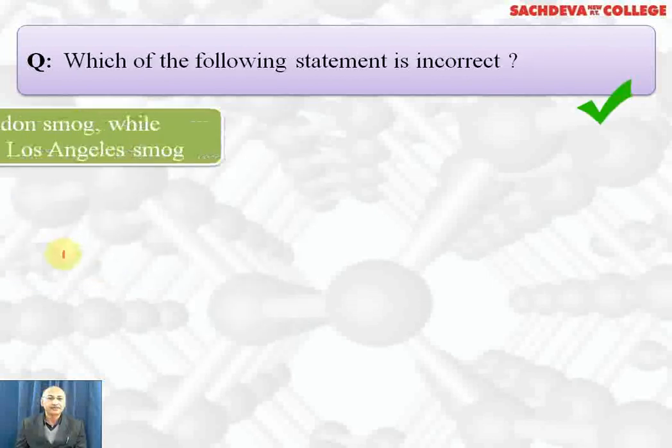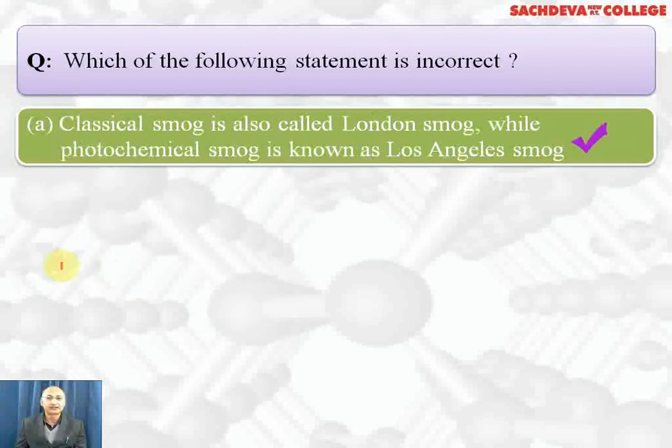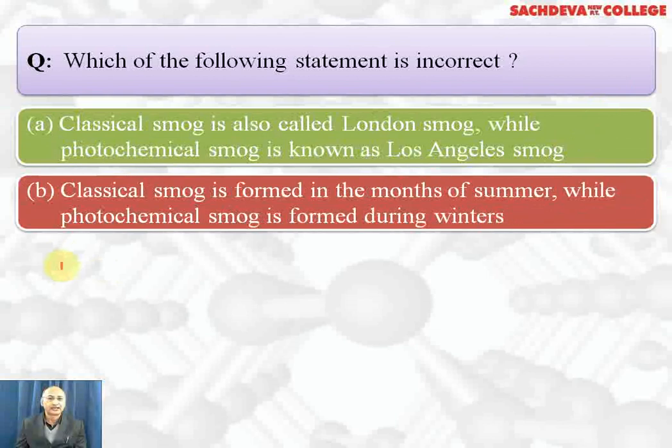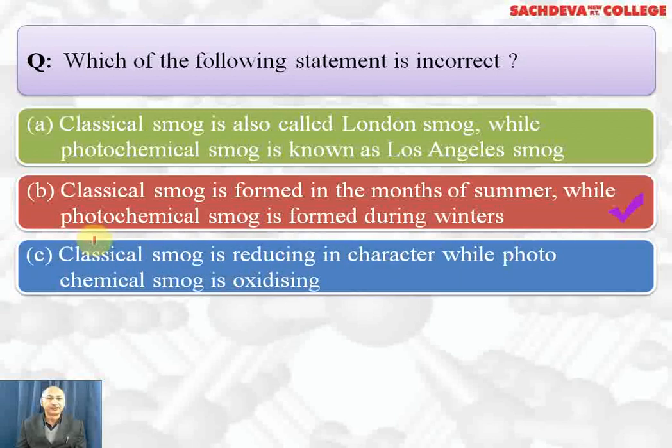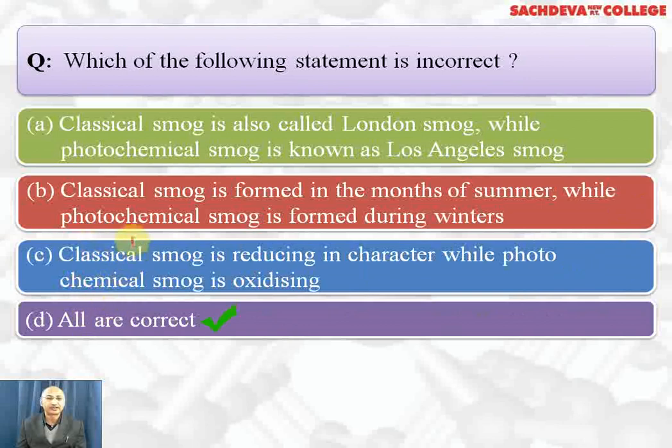Which of the following statements is incorrect? Classical smog is also called London smog, while photochemical smog is known as Los Angeles smog. Classical smog is formed in the months of summer, while the photochemical smog is formed during winters. Classical smog is reducing, photochemical smog is oxidizing. All are correct except B part. Classical smog is formed during winters, whereas photochemical smog is formed during summers by action of sunlight on the oxides of nitrogen, hydrocarbons, etc.